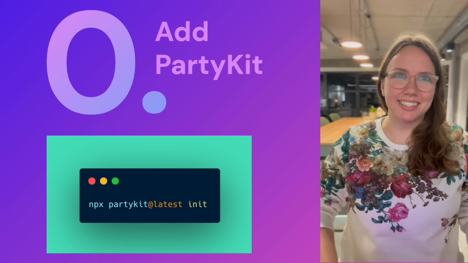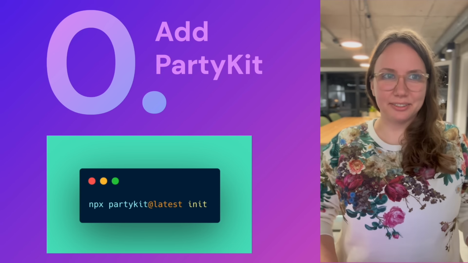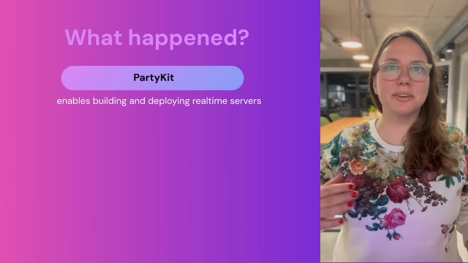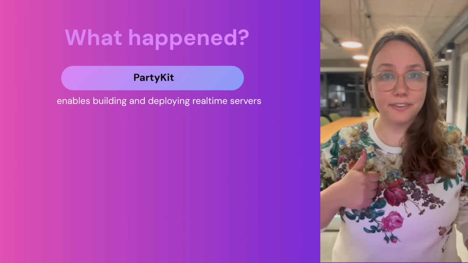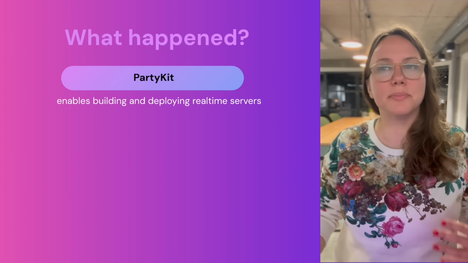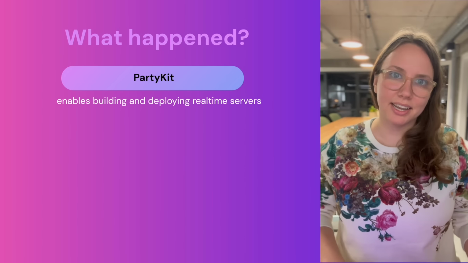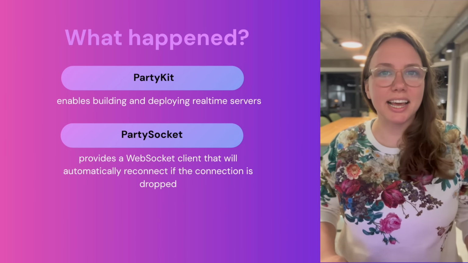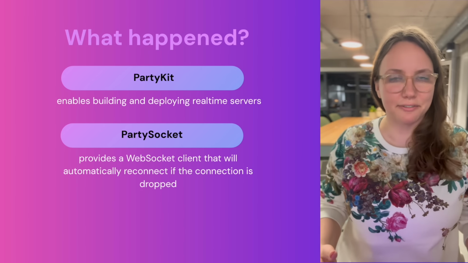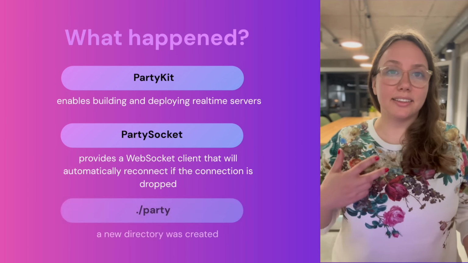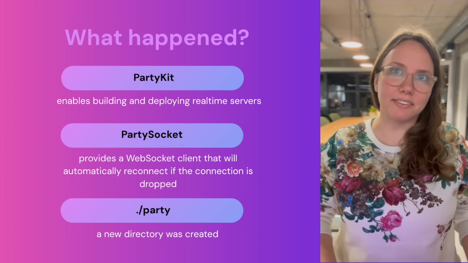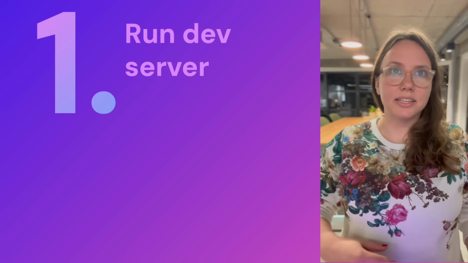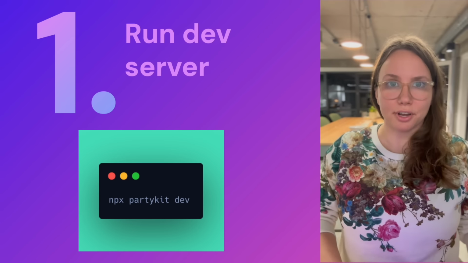First, let's add PartyKit. Run npm partykit init. And done. What this command did is added 3 things. First, PartyKit package, which enables building and deploying real-time servers. Second, PartySocket package, which provides a WebSocket client that will automatically reconnect if connection is lost. And third, a new directory where our server code will live. So now let's run the dev server on our local machine.